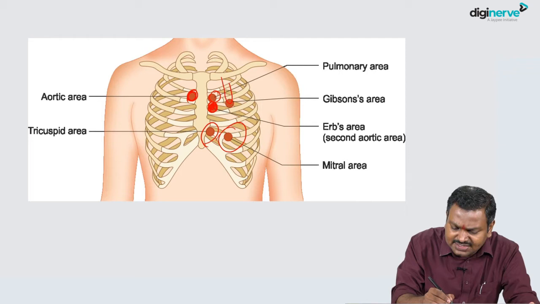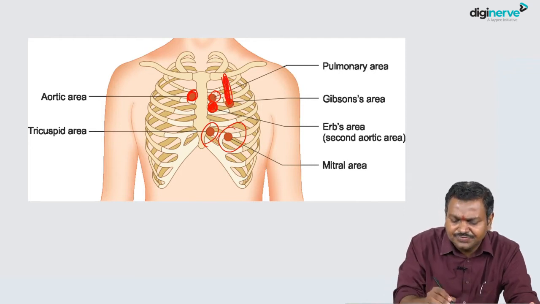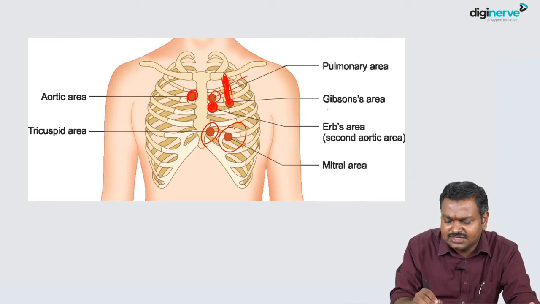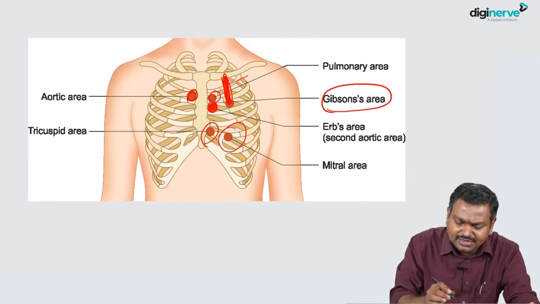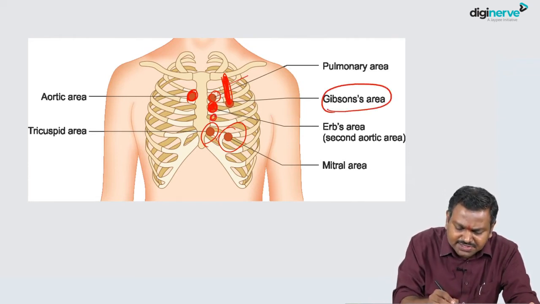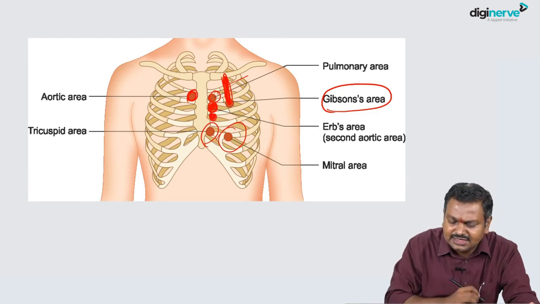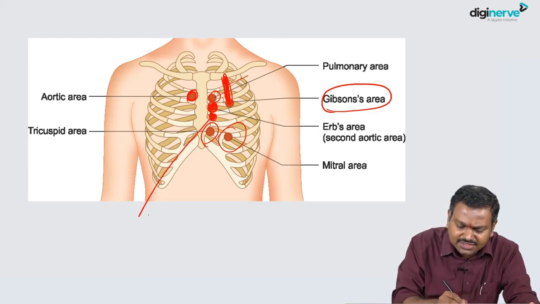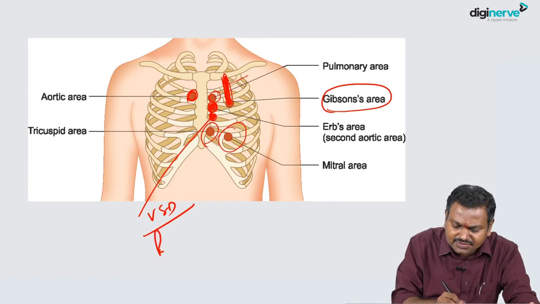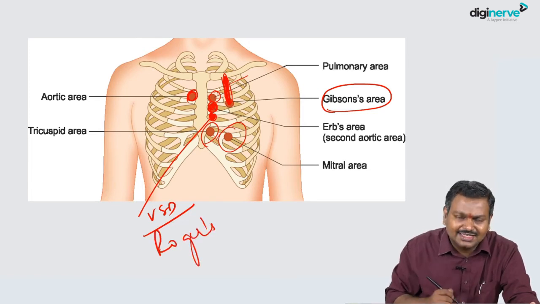And the first or second intercostal space, where you usually get the PDA murmur, is called the Gibson's area. And here you have the fourth intercostal space at the lateral sternal edge. That's where you can hear the VSD murmur better. That's why it is called the Rogers area. So these are the areas that we have.